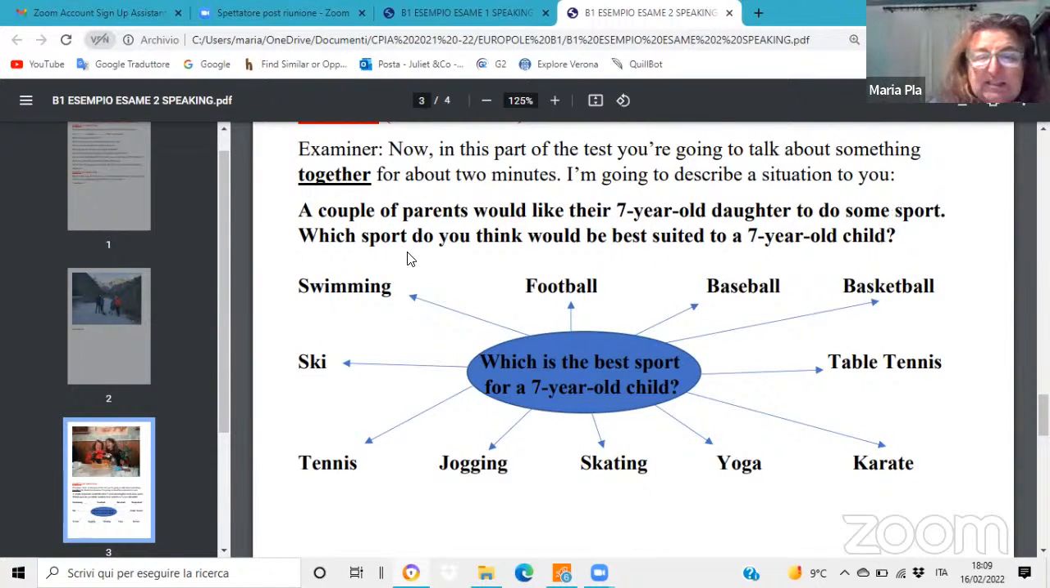And then first the subject and then the verb. So not "I don't think is swimming and skating", but "I think swimming and skating are good options." Prima il soggetto e poi il verbo. Okay. What do you think, Mariangela?